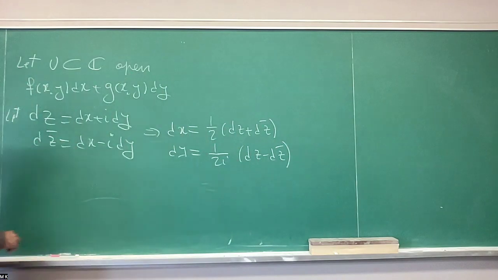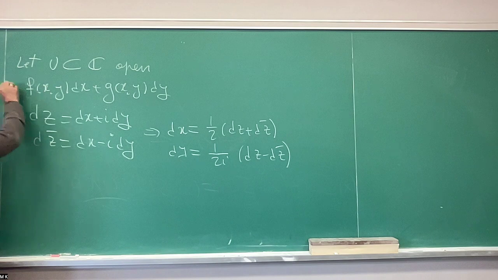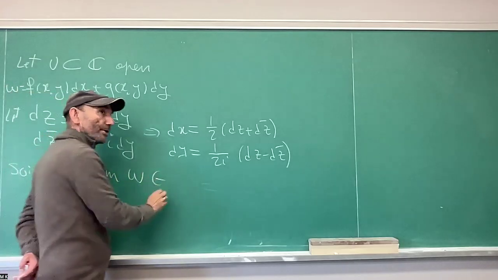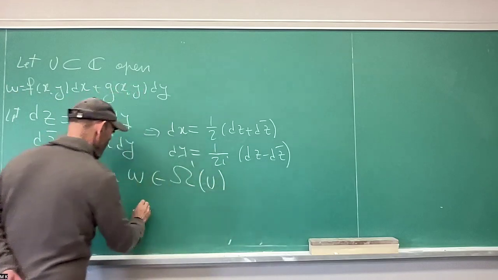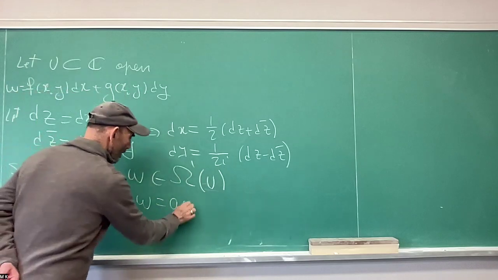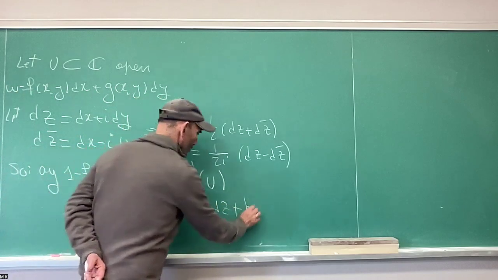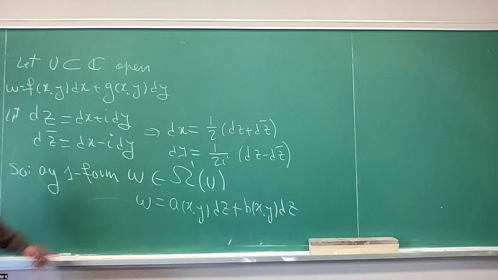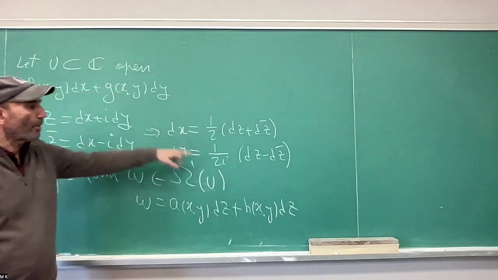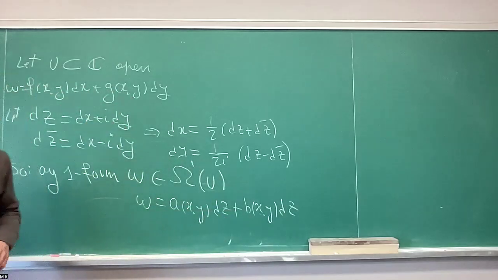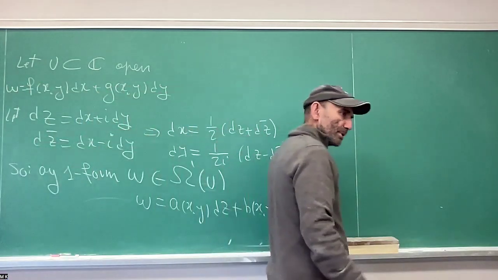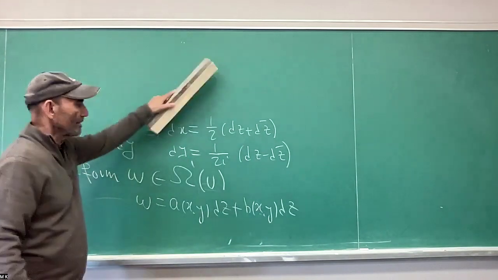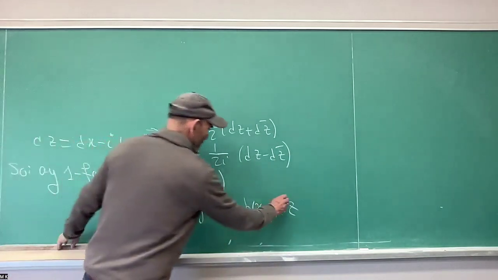So now any one form omega belonging to omega 1 of U, you can write as some function a of x,y dz plus another function b of x,y dz bar. You can just replace dx and dy by these and compute a and b in terms of f and g. We can write it. Now I can define what is a 1,0 form. Question? Oh, dz bar. Thank you. Excellent.